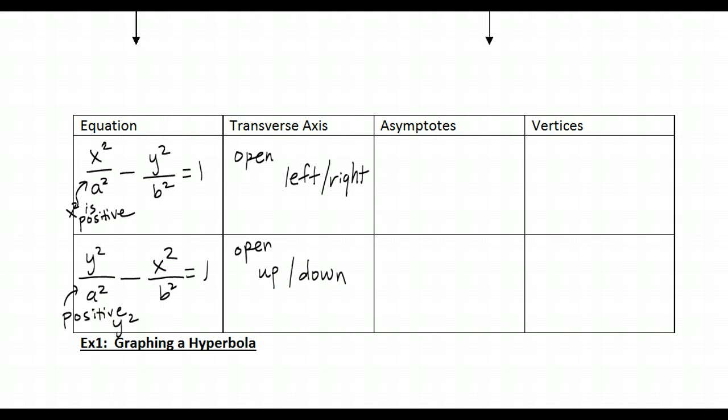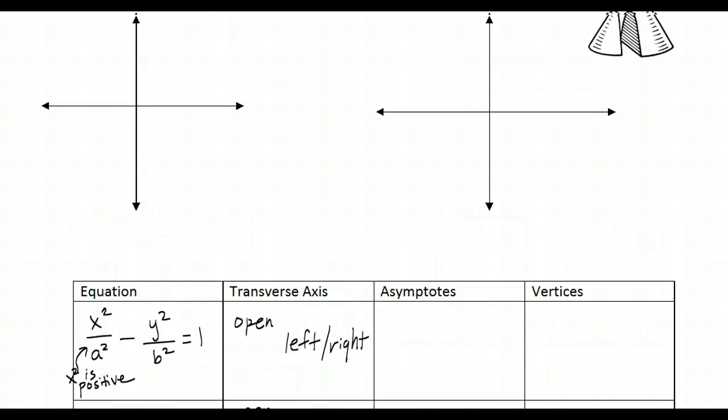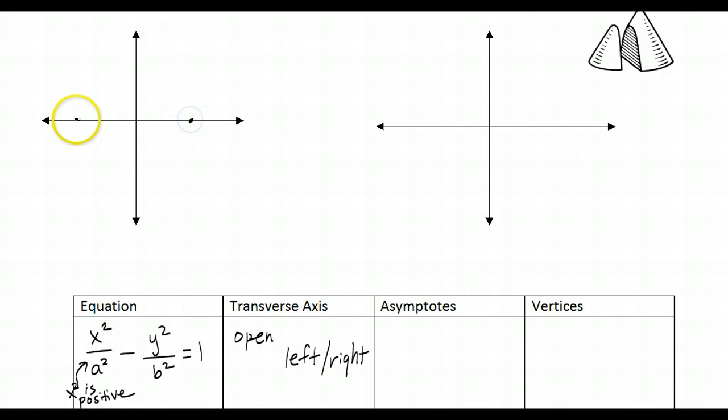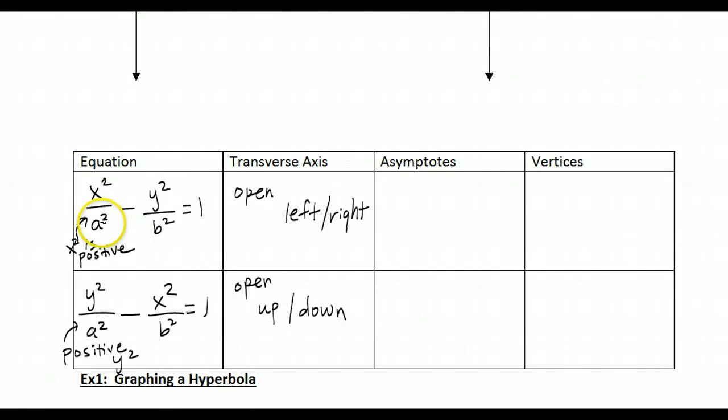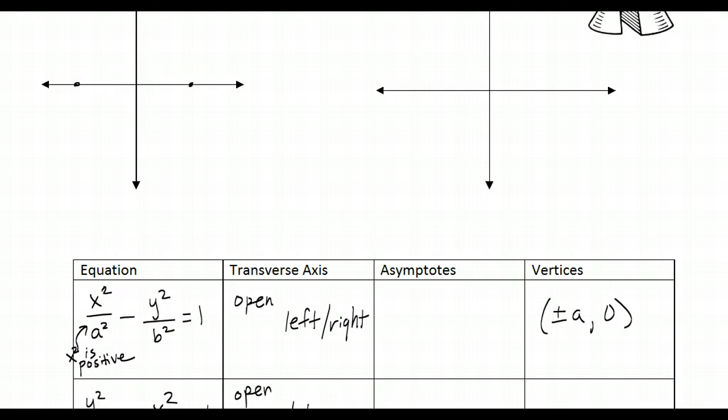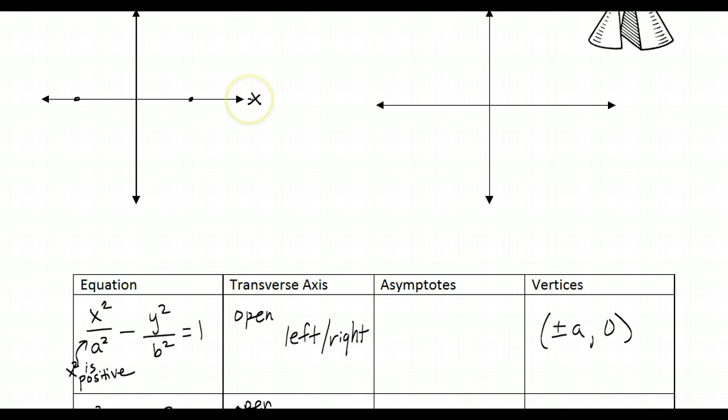First, the one that opens left and right: eventually my graph is going to go on the x-axis like that and that. But we're going to be a lot more exact than that. Right now, I can find something called the vertices, the same way we did in other sections. I take the square root of a squared, or whatever number is right there, and plus or minus that value is going to be the value of my vertices. Those go on the same axis as the variable that is positive. So if x is positive, my vertices go on the x-axis. So here I have (a, 0) and (negative a, 0).